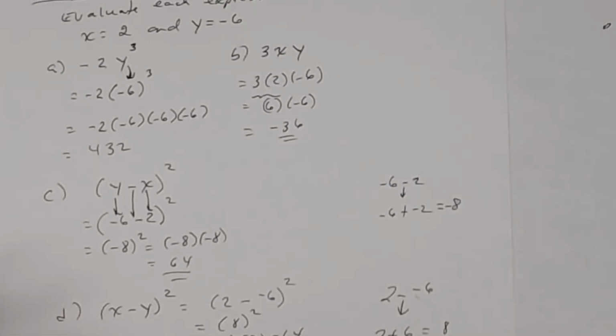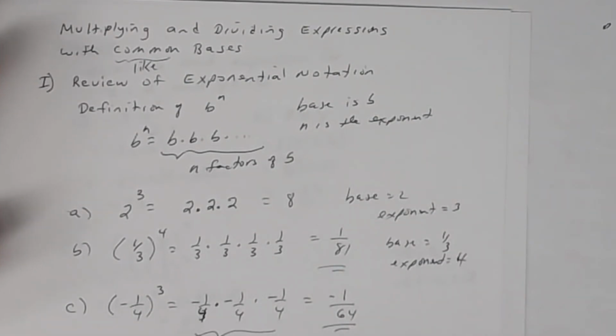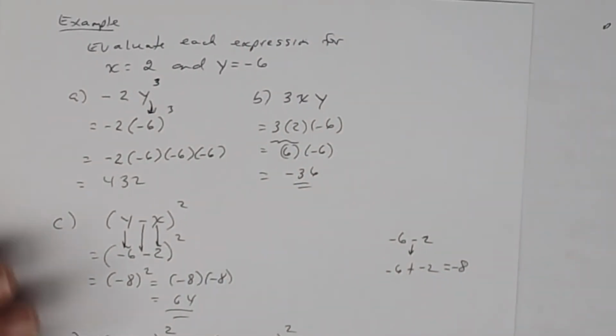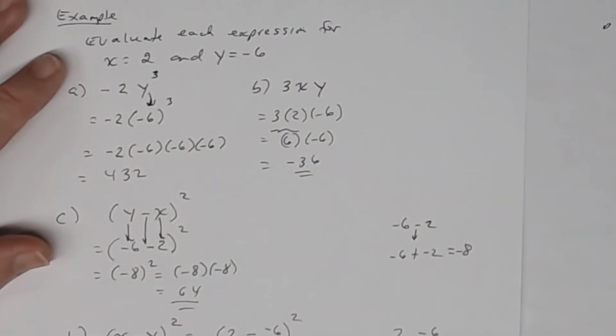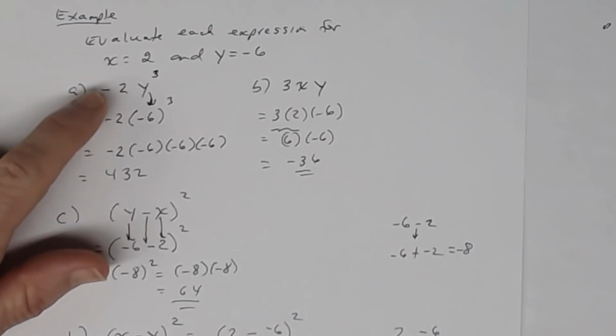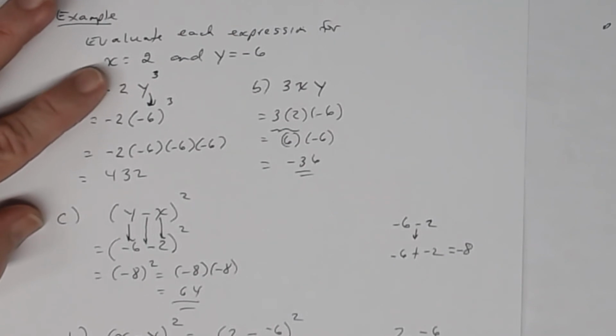All right, that's basically all I wanted to do with this part of the lesson. In this part of the lesson, we learned how to do several things. We reviewed the idea of exponential notation, and we also looked at how to evaluate expressions involving exponents. In this case, we had variables involved where we had to substitute in place of the variables the values of them.